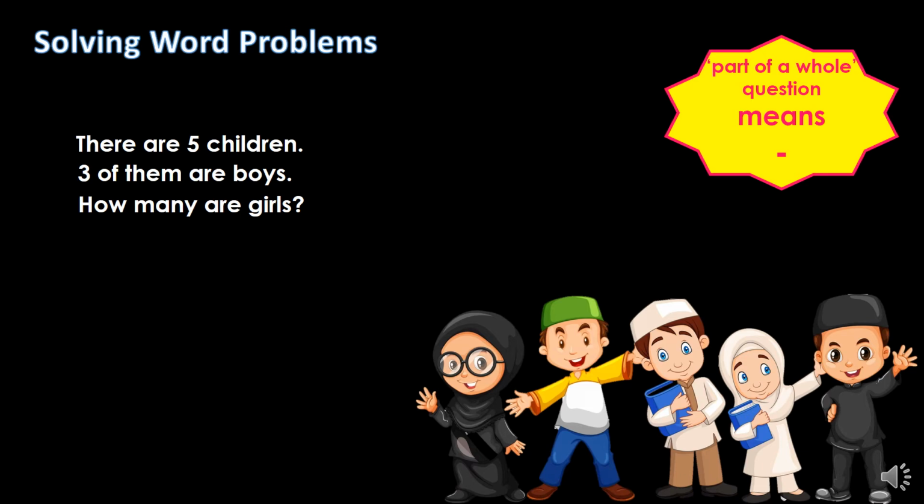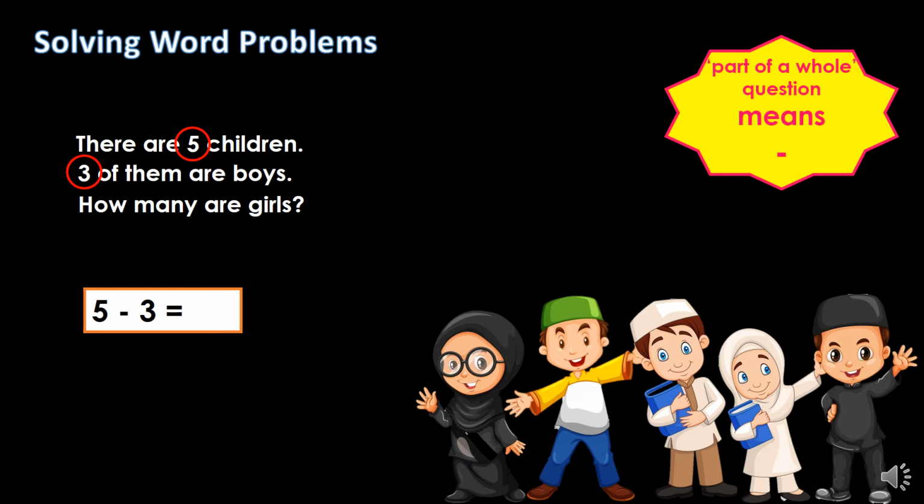To make solving word problems easier, we need to first identify the 2 numbers that you see in the word problem. What 2 numbers do you see in the word problem? 5 and 3. So, we need to minus 5 and 3.